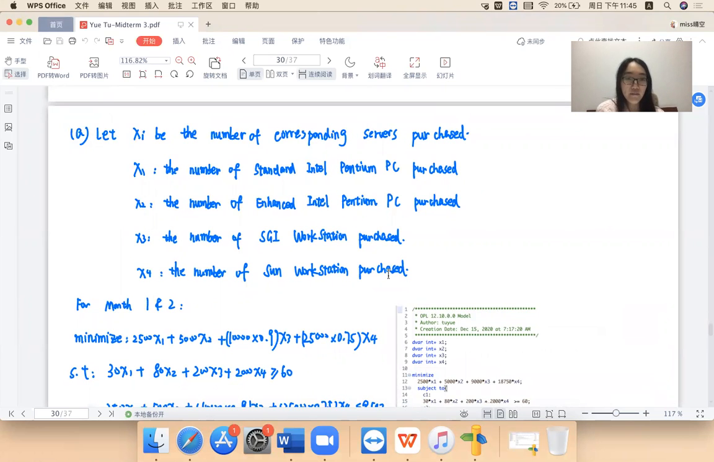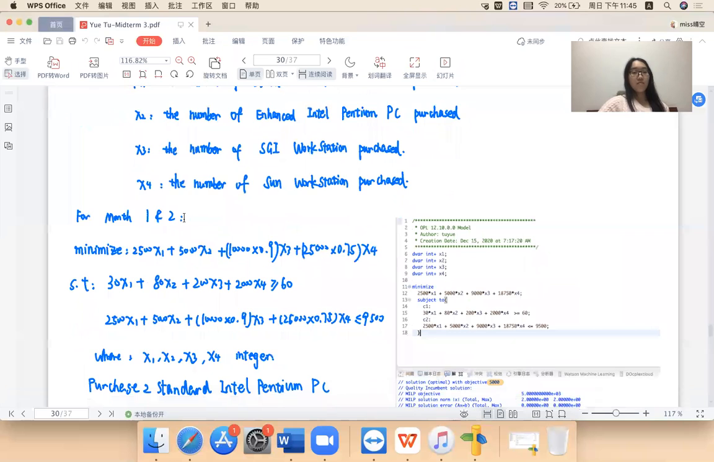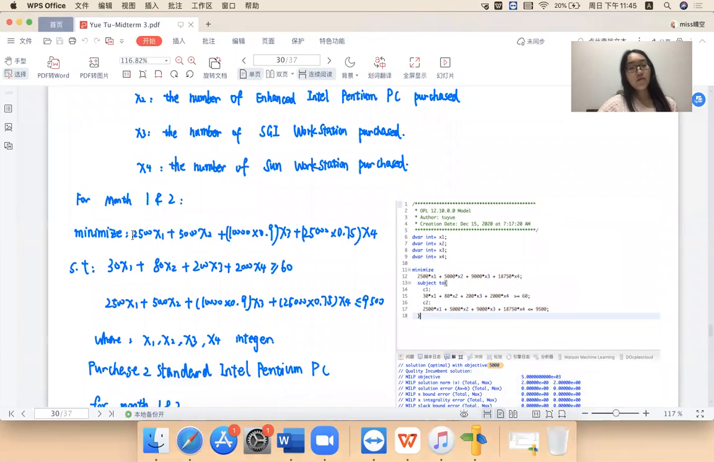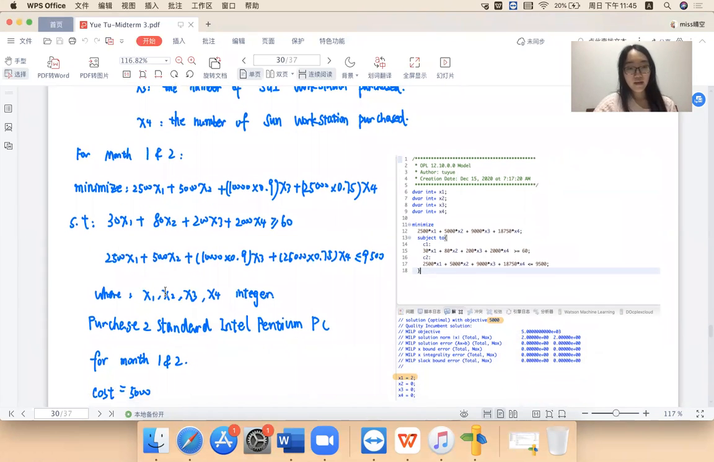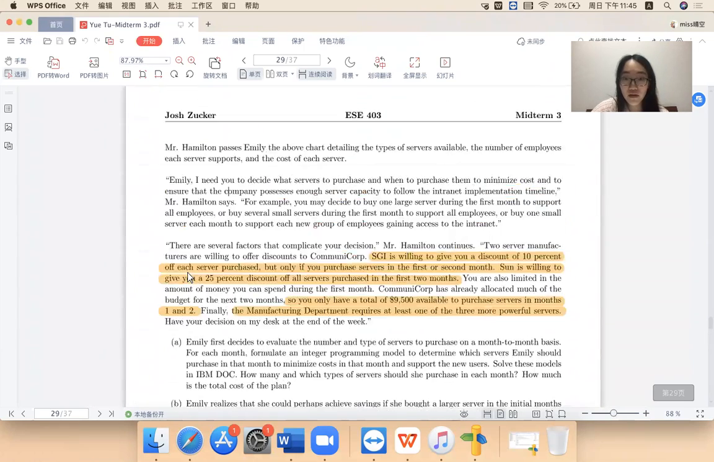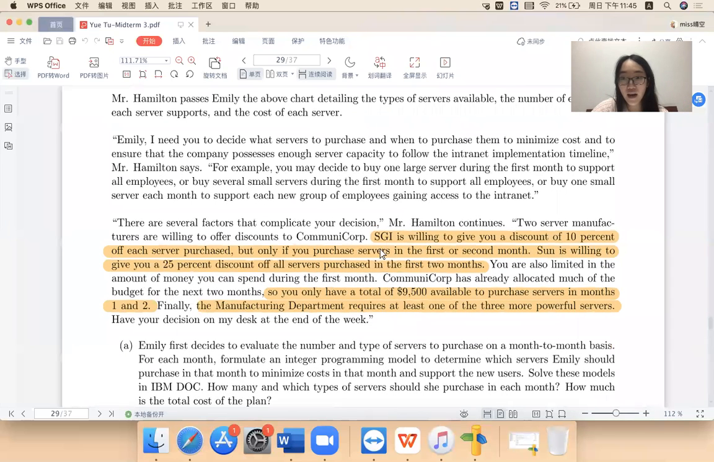First, I let Si be the number of corresponding servers purchased. Then this is my answer for months 1 and 2. The objective function is like this, and these are the constraints. We should notice that x1, x2, x3, x4 are all integers. And we should also note that there are some important things in the paragraph. I have highlighted them. Please read.